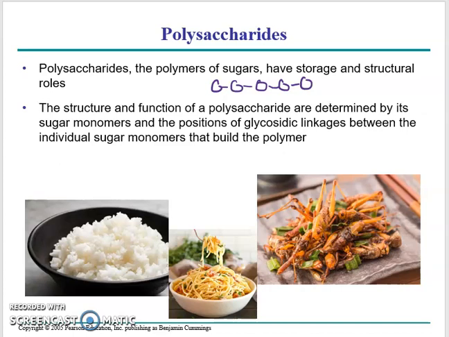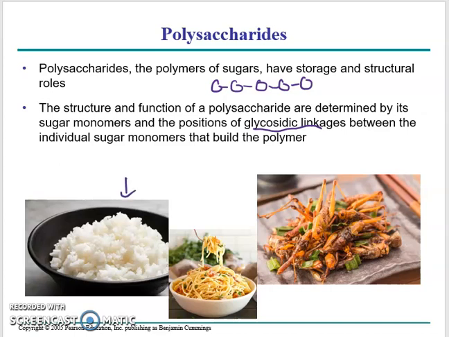The structure and function of a polysaccharide are determined by the monomers themselves, right? Glucose versus fructose versus something else, right? And the positions of, don't worry about this term, glycosidic linkages, the positions of the bonds formed in between them. We'll just call it that. Okay, I think it's much easier to understand that way.